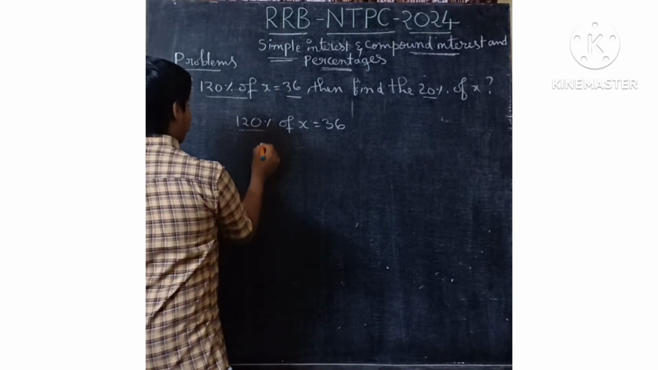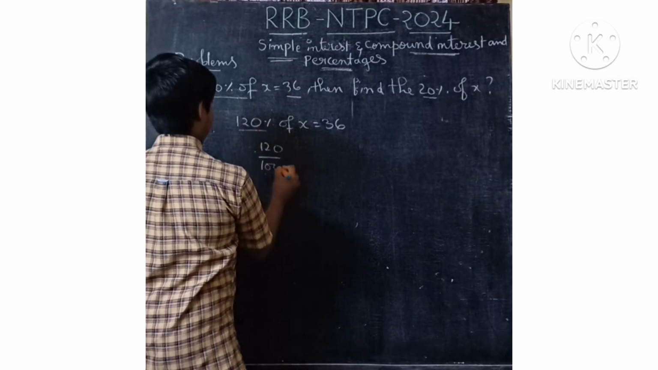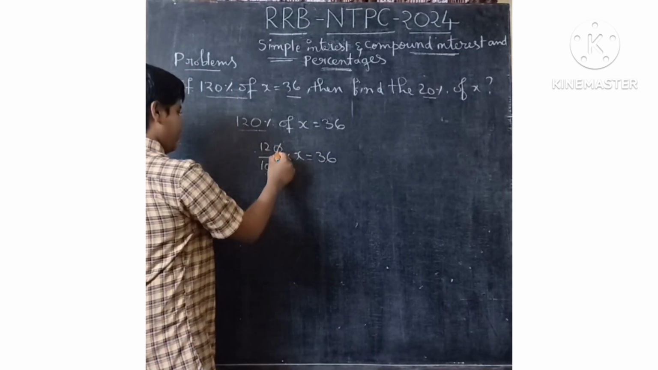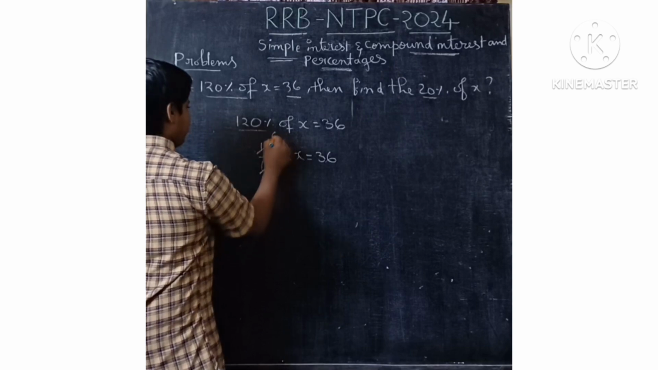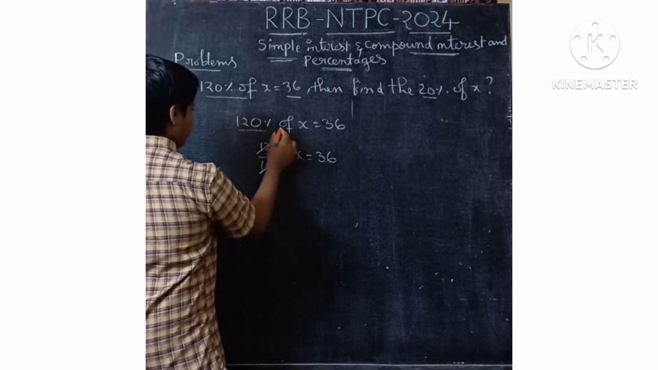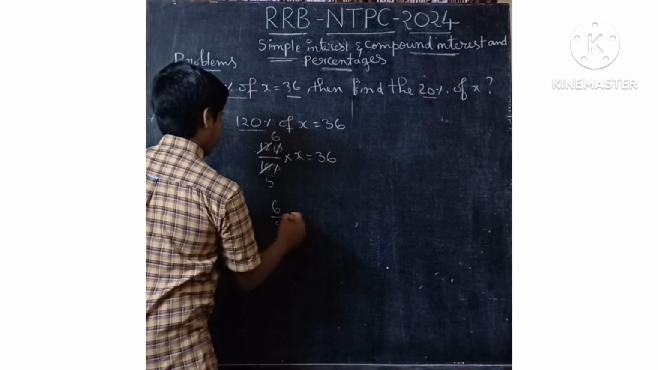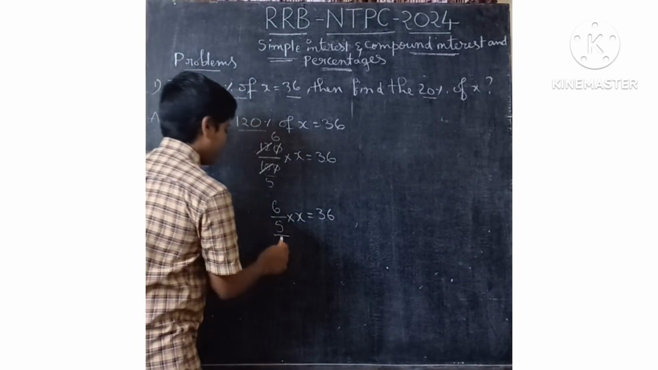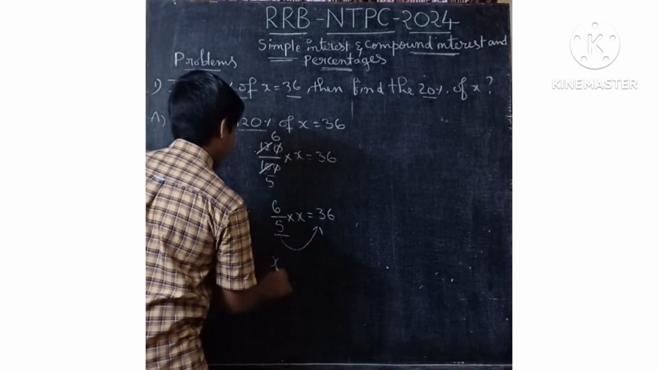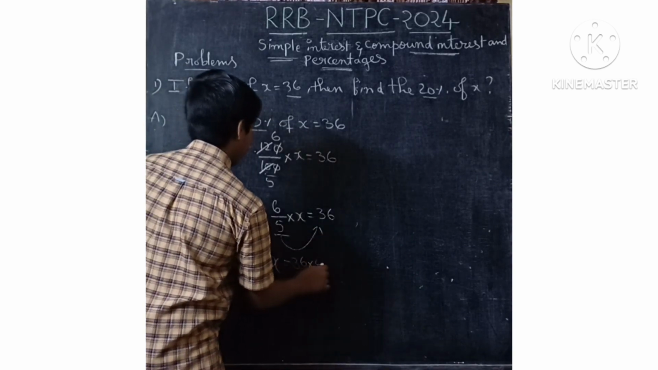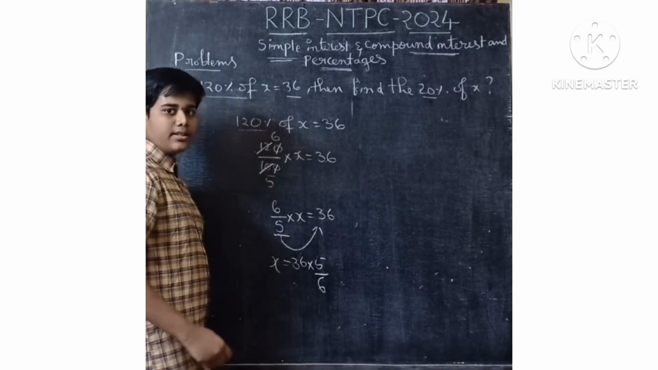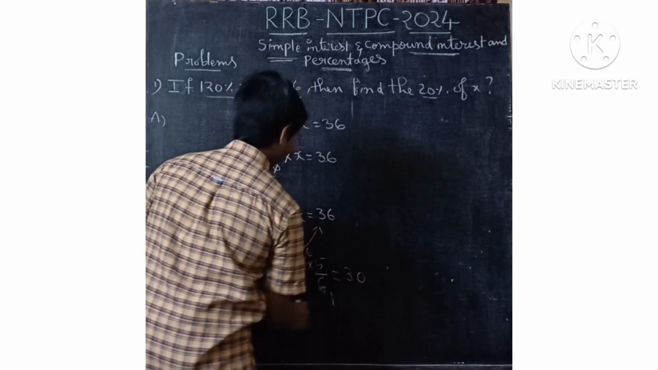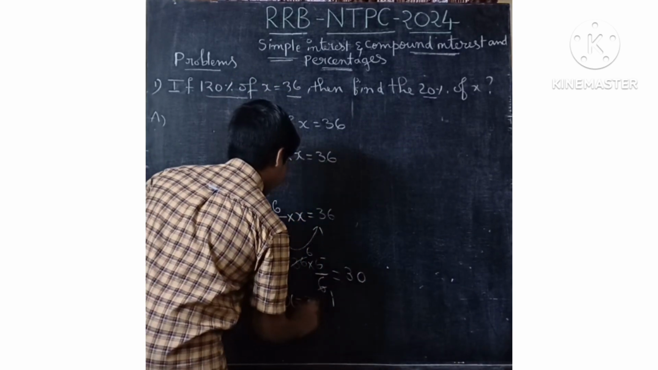So 120% means 120 by 100 into x is equal to 36. Okay. So here the 0s get cancelled. 2 sixes are 12, 2 fives are 10. So remaining is 6 by 5 x equals 36. Okay. So transfer this term to this side. It will become x is equal to 36 into 5 by 6. Okay. So 6 ones are 6, 6 sixes are 36. So 6 into 5 is 30. So we got the value x is equal to 30.